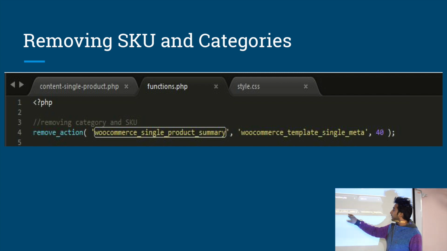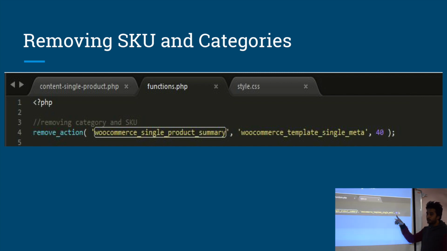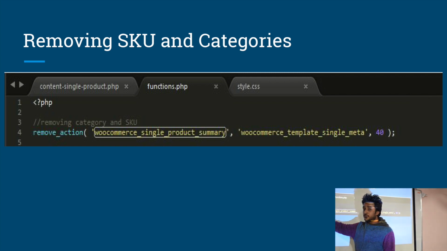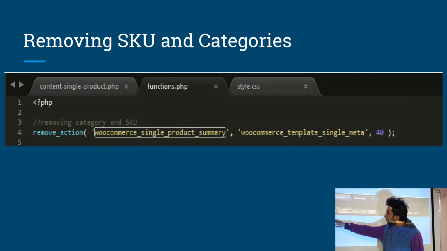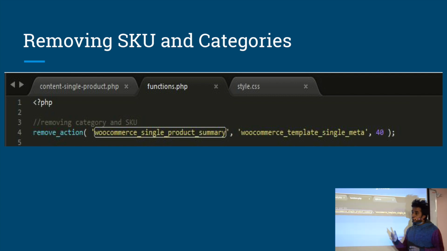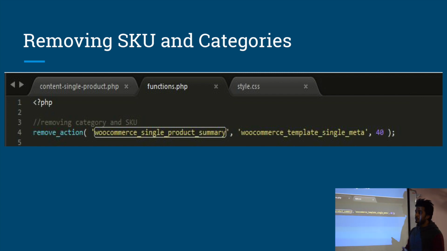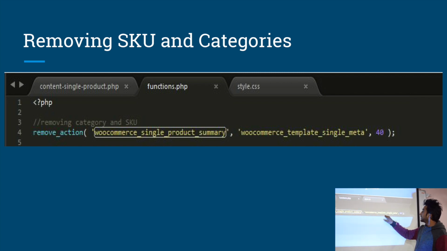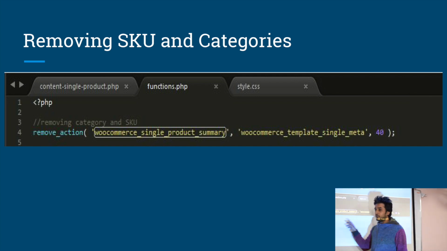Here this is the function, this is the hook we call, and this is the priority we found on that page. It is given 14th priority. This hook is called with this function, and which function are we using here? remove_action. What will it do? It will delete the SKU and the category. woocommerce_template_single_meta handles the SKU and category, so it will remove this hook.